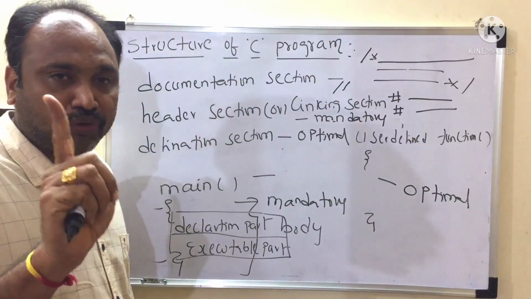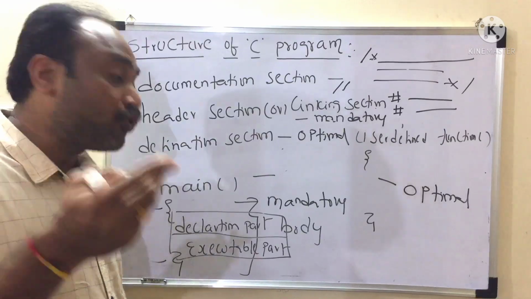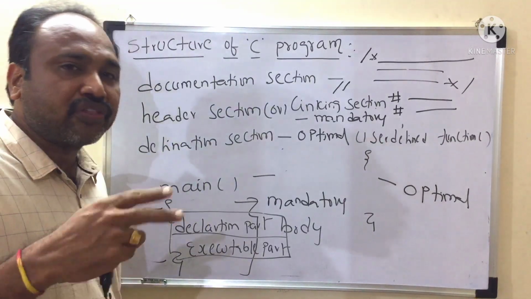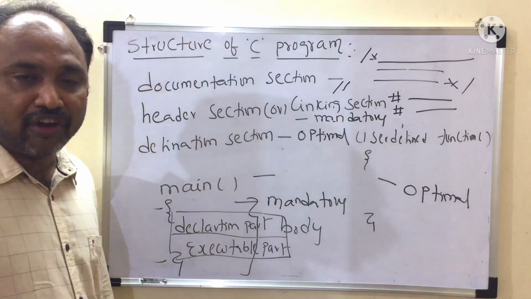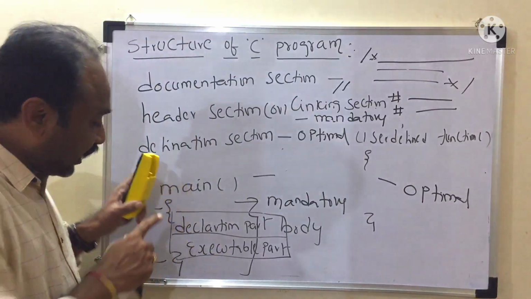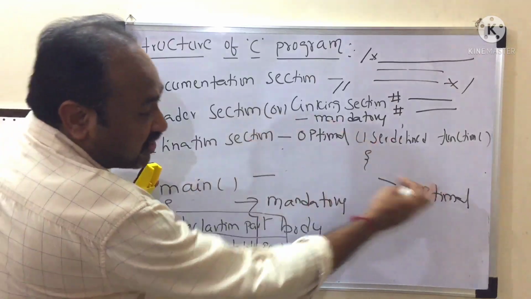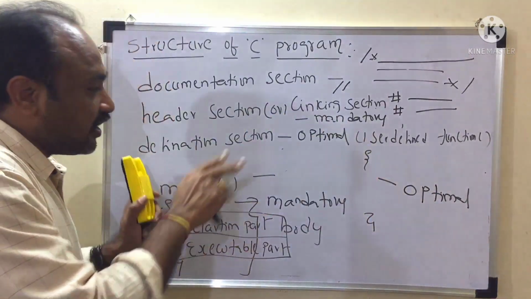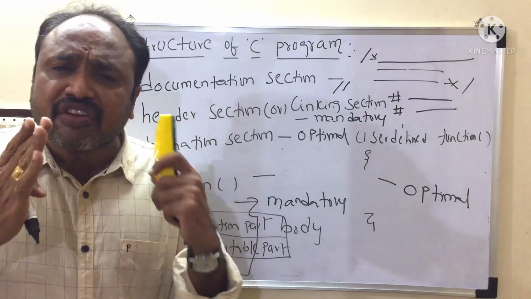Only one main function we have to write. Of course, we can call main inside main. That is called recursion. I will explain that in upcoming videos. But, sir, can we define two main functions like this? One more main function like this. Suppose you define two main functions in a single program, what is the purpose of main?